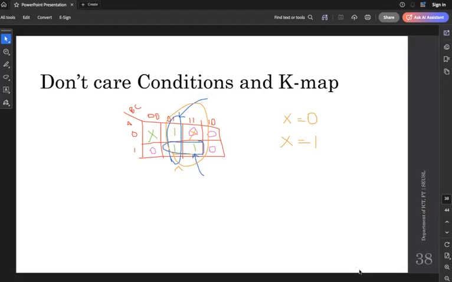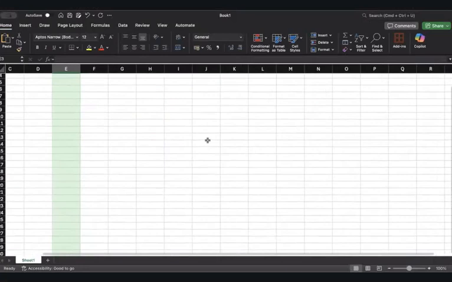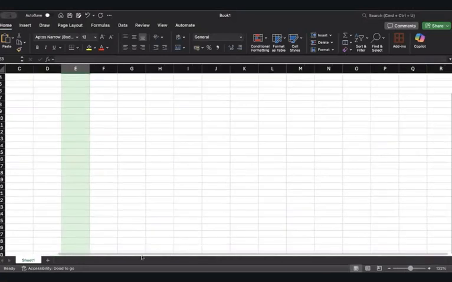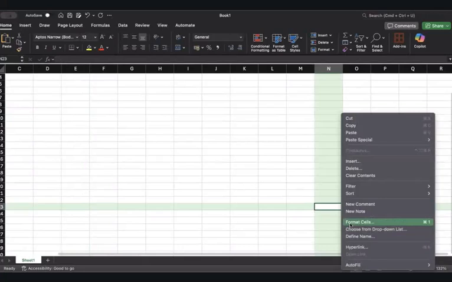What's that? We couldn't see the Excel sheet. You can't see the Excel sheet. Let me share it again. Can you confirm whether you see my Excel sheet? Yes, that's fine.